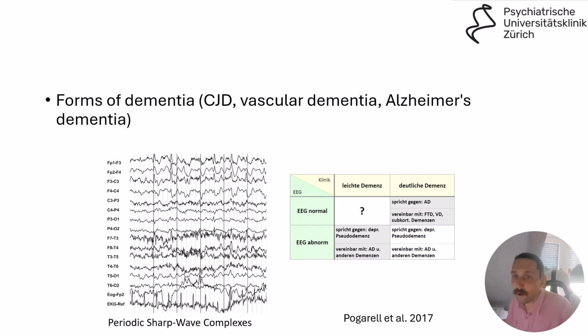So there are different forms of dementia, Creutzfeldt-Jakob disease, vascular dementia, Alzheimer's dementia, and so on. The EEG can give you some clue about what is going on in the brain. So you see here the table from Pogarel again, which states some quite pathognomonic features of the EEG. However, be sure there's no real one pattern that tells you what is going on. Always take the EEG as an additional source of information.